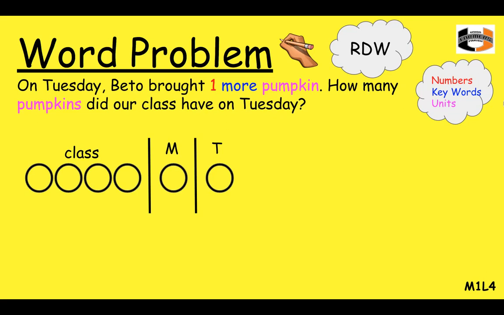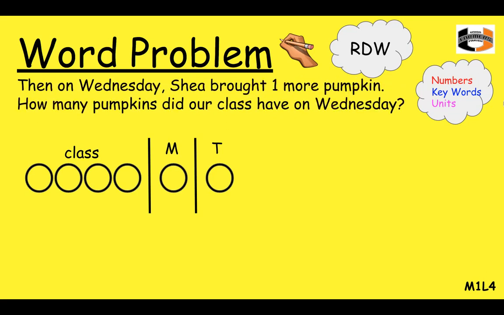That was the second part of the problem. So now we're going to look at the third part. Then on Wednesday, Shay brought 1 more pumpkin. How many pumpkins did our class have on Wednesday? So in that little part of the word problem, I heard a number, a keyword, and I heard the unit. So we're going to color code those. And we're going to add to our drawing.